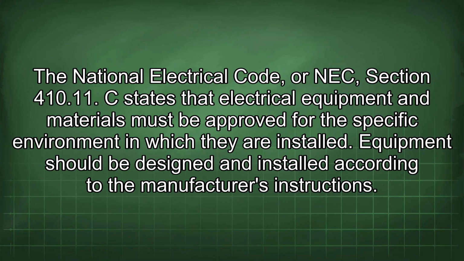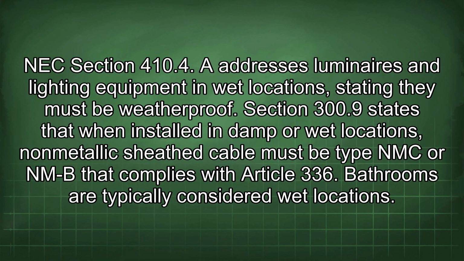The National Electrical Code, or NEC, Section 410.11(C) states that electrical equipment and materials must be approved for the specific environment in which they are installed. Equipment should be designed and installed according to the manufacturer's instructions. NEC Section 410.4 addresses luminaires and lighting equipment in wet locations, stating they must be weatherproof.